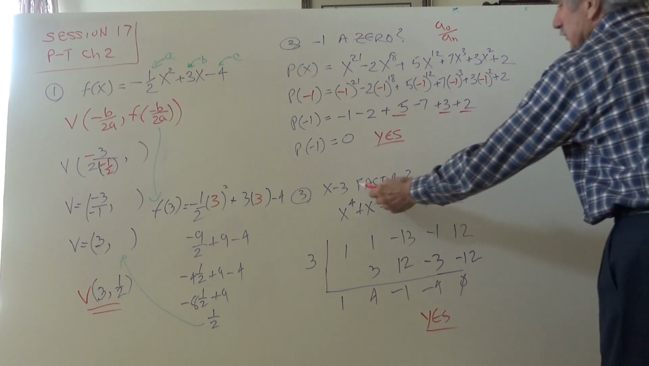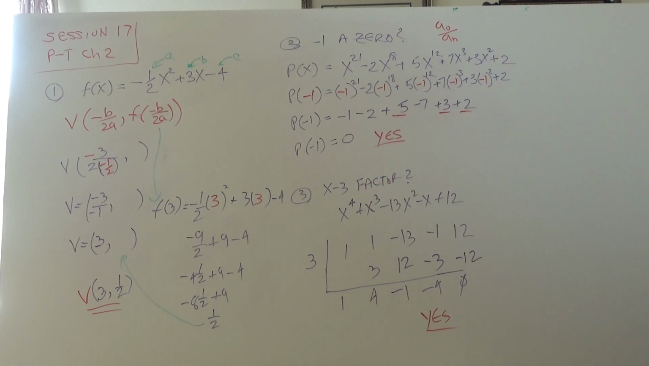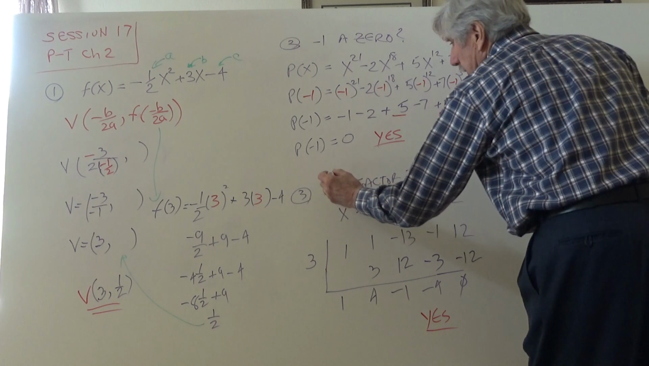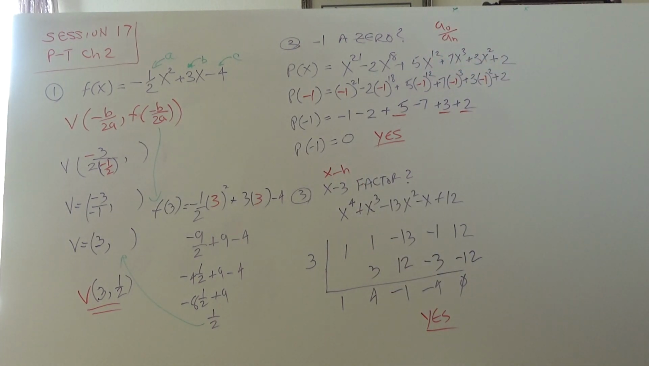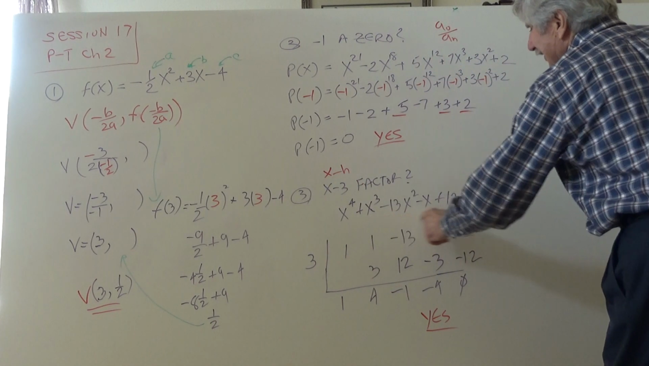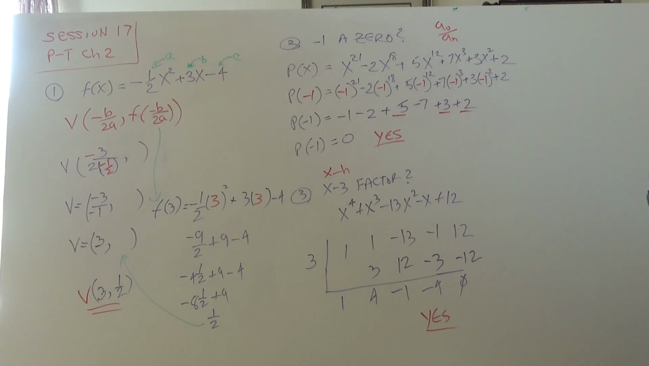Number 3, is x minus 3 a factor? Well, the same idea as above number 2. This time we're looking at it as a factor. Remember, this is x minus h. So h is 3. So I would probably try to factor this again. It has 5 terms. Really difficult to factor, I'd suggest.